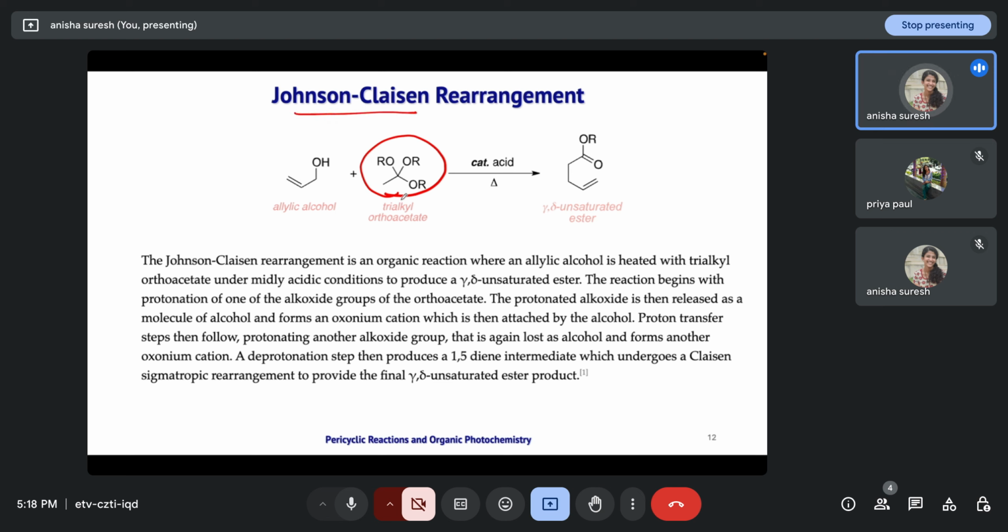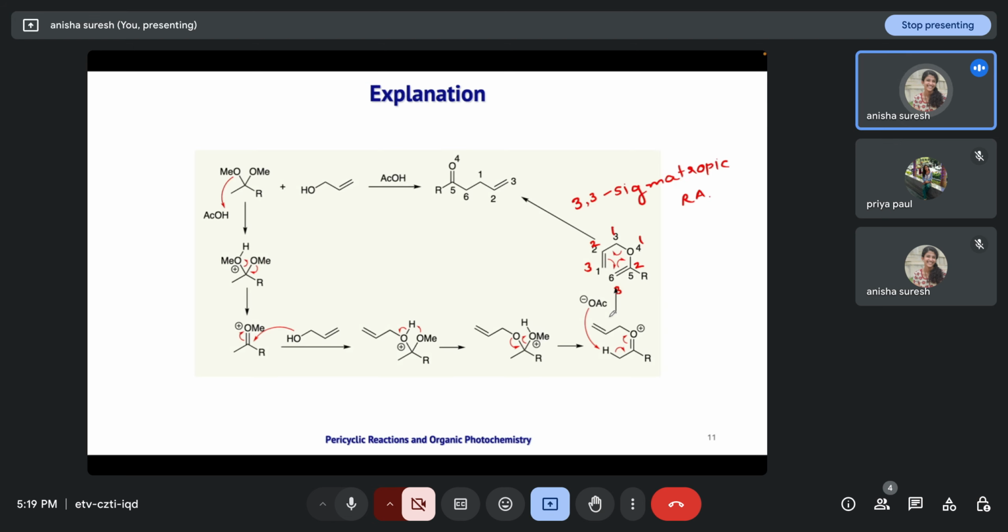So the Johnson-Claisen rearrangement is an organic reaction where an allylic alcohol is heated with trialkyl orthoacetate under mildly acidic conditions to produce a gamma, delta unsaturated ester. The reaction begins with protonation of one of the alkoxide groups of the orthoacetate. As we have seen, one of the OMe groups is getting protonated and methanol will be leaving. The protonated alkoxide is then released as a molecule of alcohol and forms an oxonium cation, which is then attacked by the alcohol.